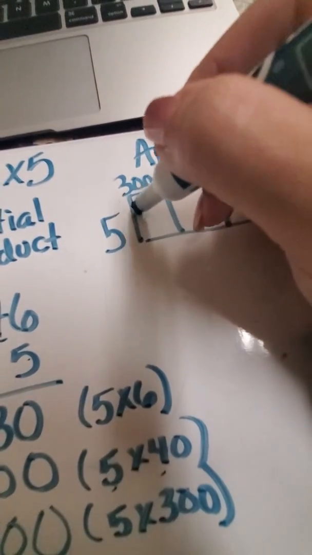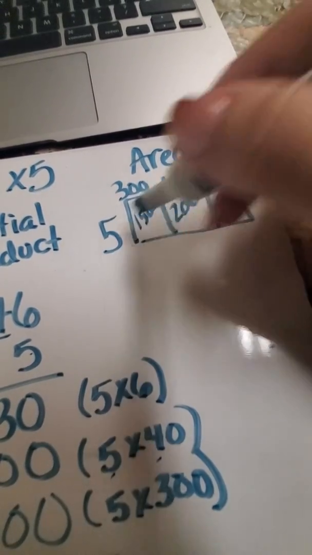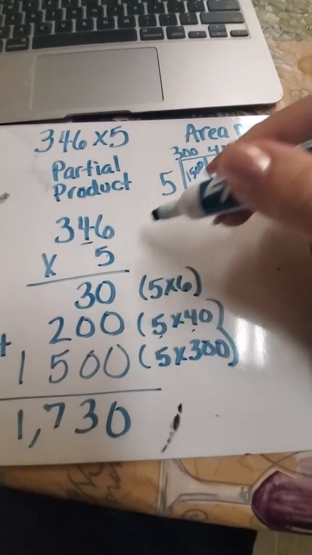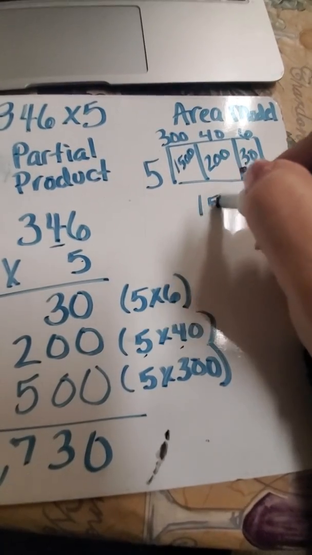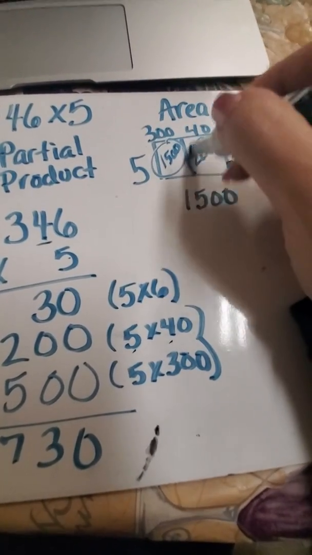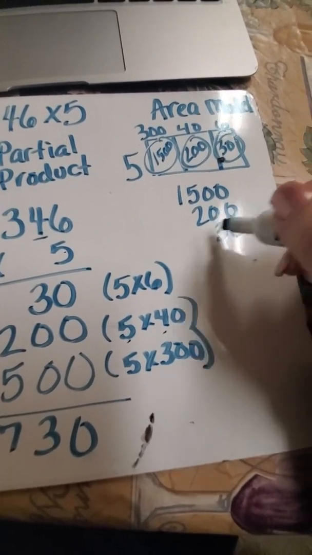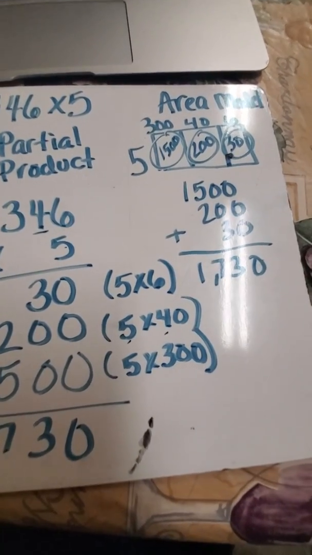So 5 times 300, 5 times 40, 5 times 6. Now do you notice you're doing the same thing here? Then I add all of my partial products in here. Voila, same.